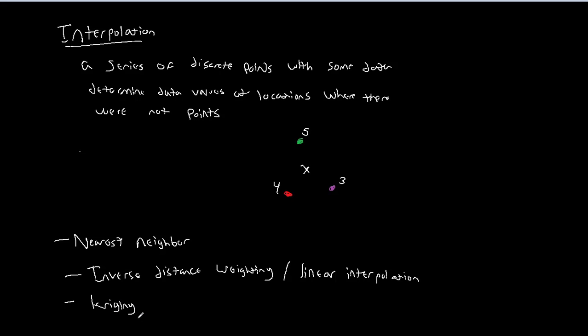Kriging is a very interesting and complicated topic. It is probably the most widely used method of interpolation, but it has a lot of moving pieces, so we're going to spend several videos digging into it. So again, to recap, interpolation is the idea that given a series of points with some data, we're going to figure out what the values are at locations where we don't have those points. And we're going to talk about nearest neighbor, inverse distance weighting, and linear interpolation in kriging.